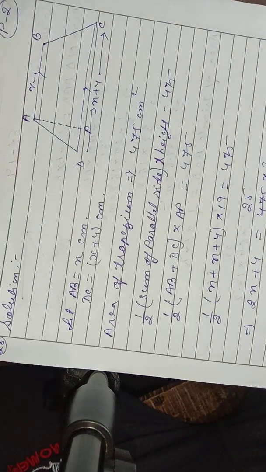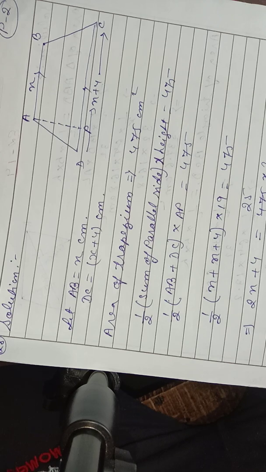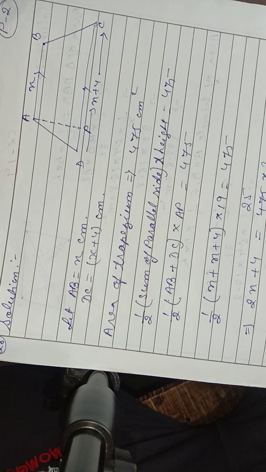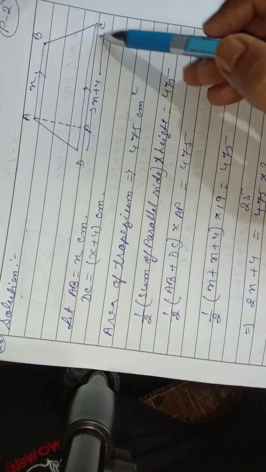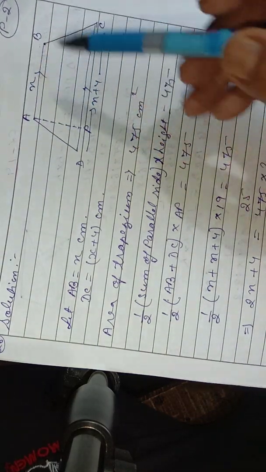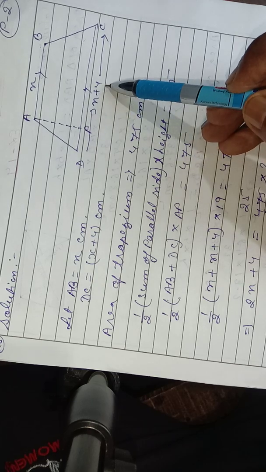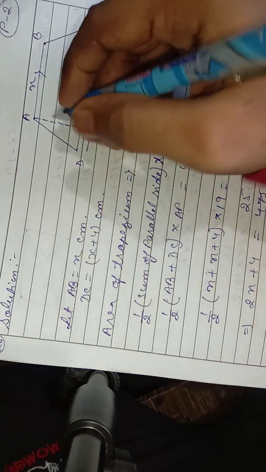Question number 28. We have got trapezium. The area of a trapezium is given as 475 centimeter square, height as 19 centimeter, and the length of the two parallel sides, if one side is 4 centimeter greater than the other. This is the figure of a trapezium. This is x, then take this one as x plus 4, and height we have got as 19 centimeter.